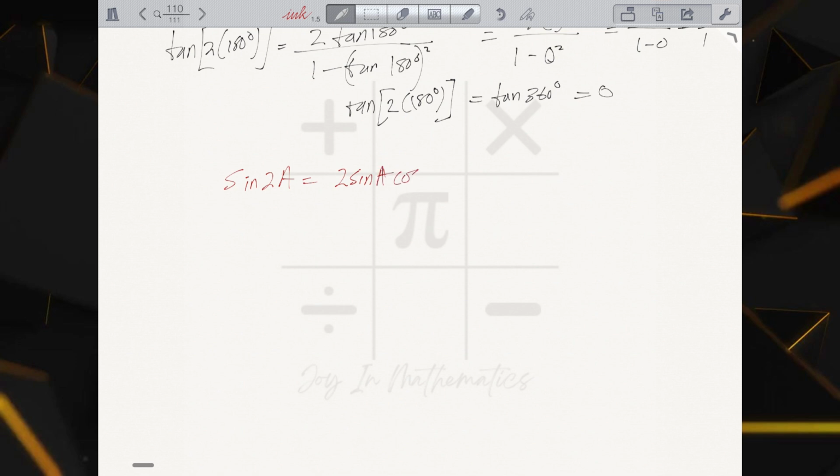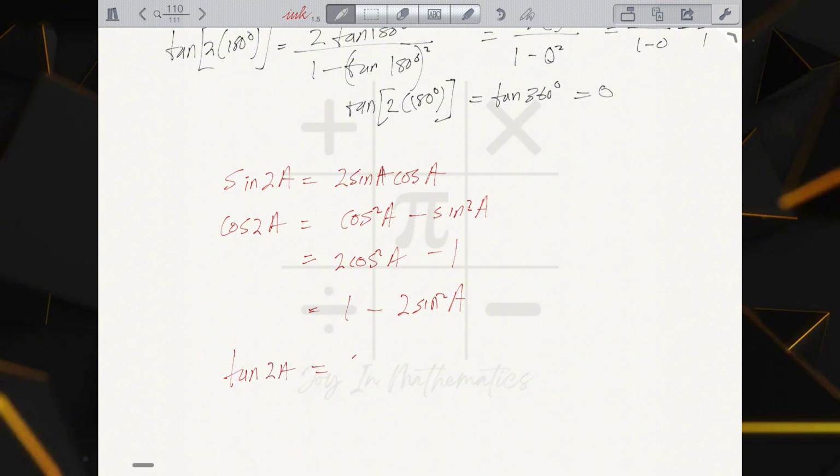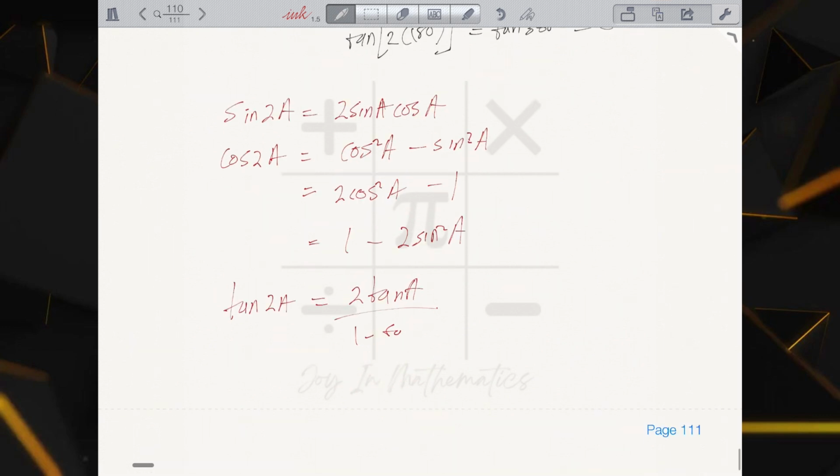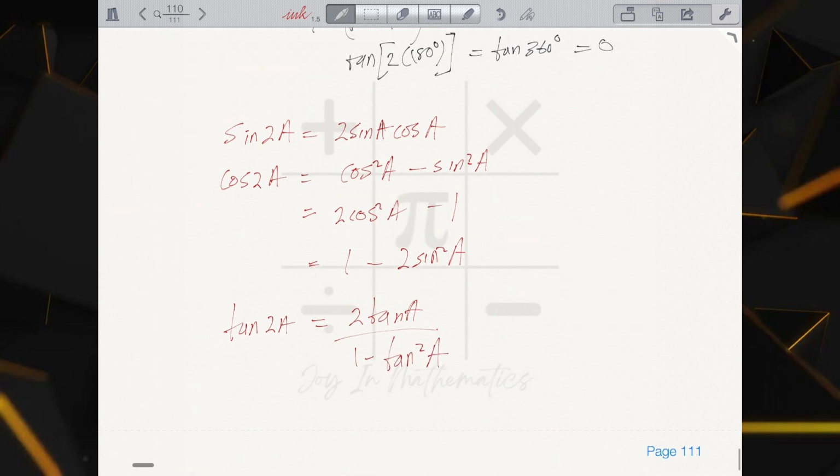So sine 2A is 2 sine A cos A. Likewise, cos 2A is equal to cos squared A minus sine squared A, which has the other expressions of 2 cos squared A minus 1, as well as 1 minus 2 sine squared A. Similarly, tan 2A is equal to 2 tan A divided by 1 minus tan squared A. Now this is for the double angle formula. Let's move on to the triple angle formula.